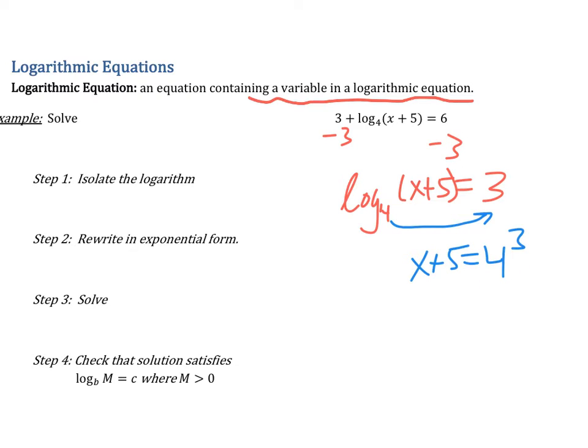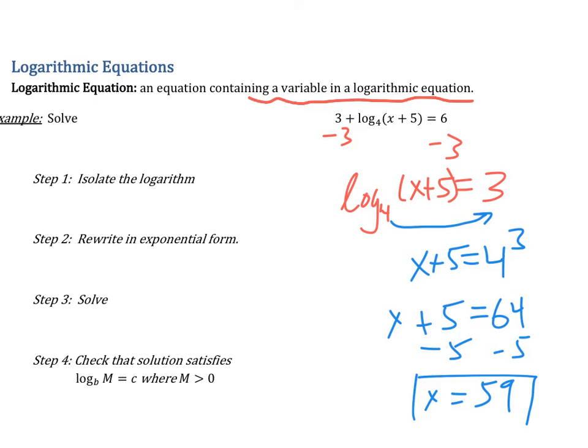So we got 4 to the third. 4 times 4 is 16, times 4 is 64. x plus 5 equals 64. Subtract 5. x equals 59.